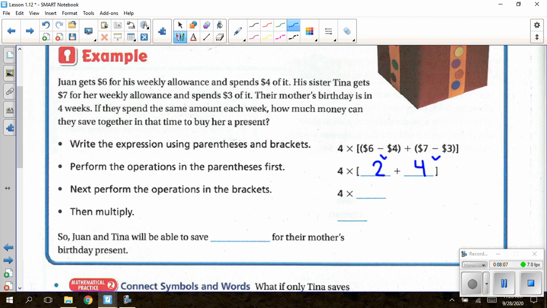So my next step would be to solve the brackets because they are another form of parentheses. So 2 plus 4 does give me 6. And then we know that it's in 4 weeks, so my last step is to multiply by 4, and that would show that they would have $24 saved up for their mother's birthday present.